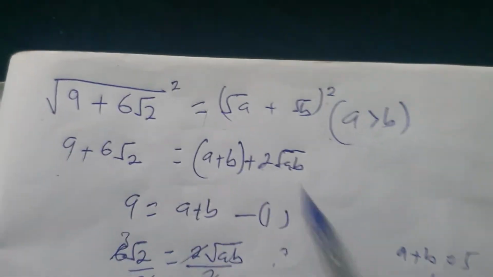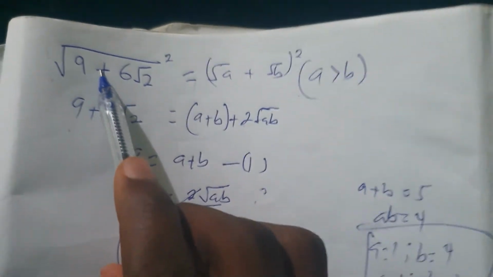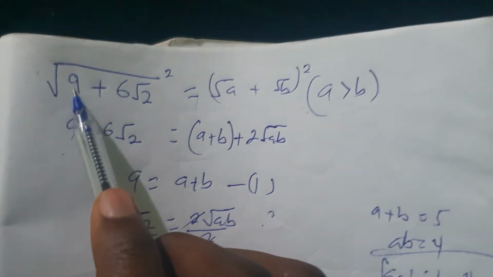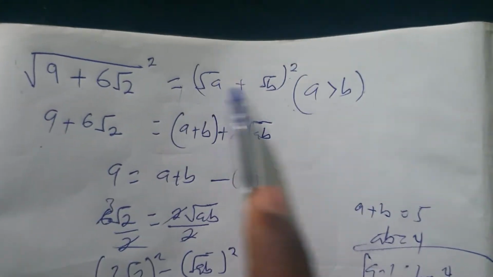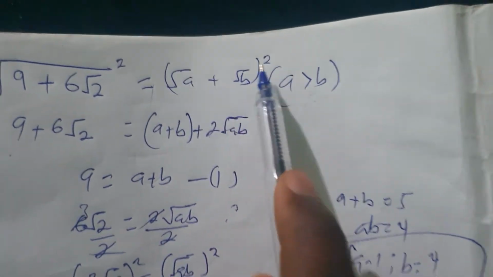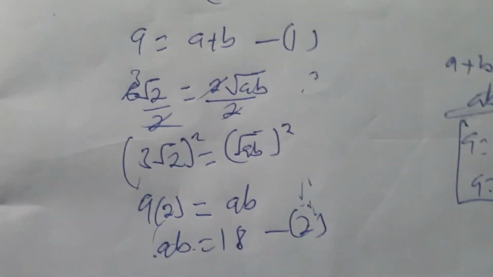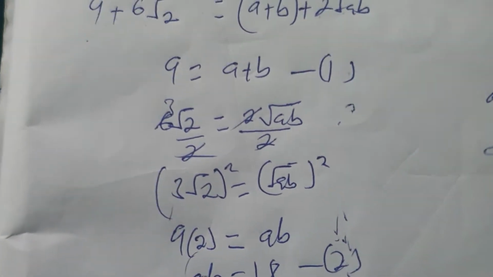The reason why here is plus is because of the sign here. So in a different example, if you find it to be 9 minus 6 root 2, then what you have to compare it with will be root a minus root b. Okay, so we are moving back to our equations. We have to solve these two equations simultaneously.